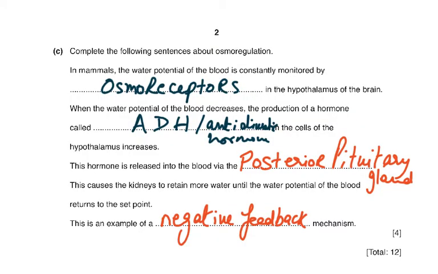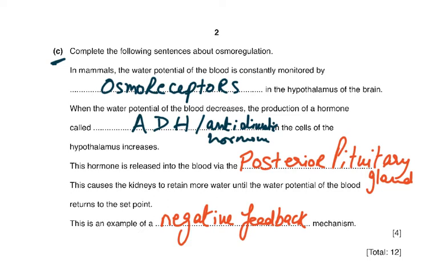Then the next one was a fill in the blanks. That was an easy one. Complete the following sentences about osmoregulation. In mammals, the water potential of the blood is constantly monitored by osmoreceptors in the hypothalamus of the brain. When the water potential of the blood decreases, that means the blood becomes concentrated, the production of a hormone called ADH, antidiuretic, increases. Diuresis means a lot of urine. Anti means against it, so less urine.